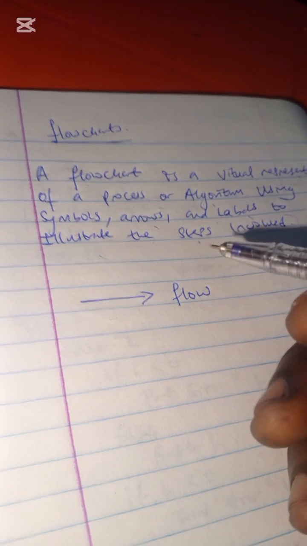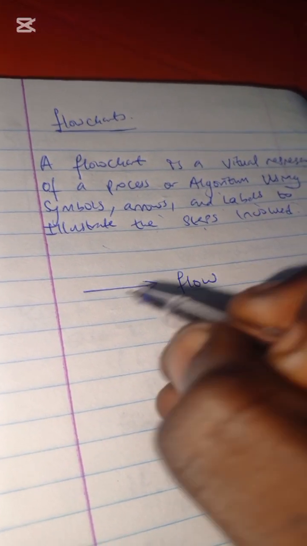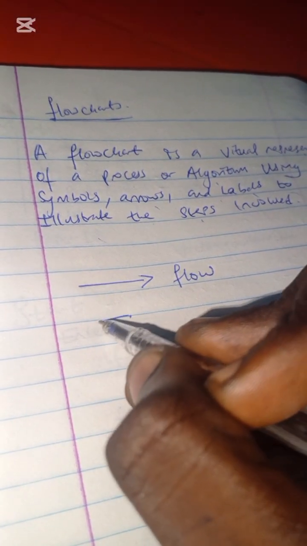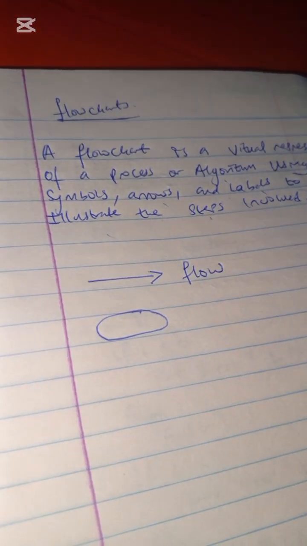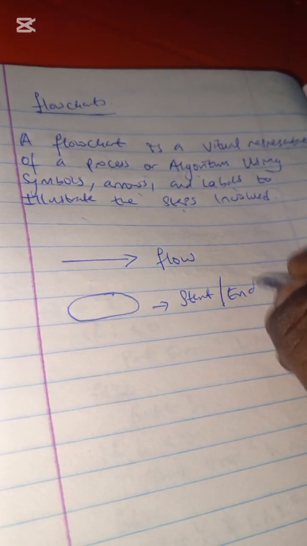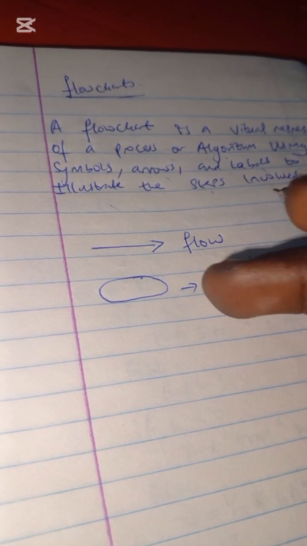So now, what are the symbols we use in a flowchart? A straight arrow is used to represent flow. We also use some particular shapes, and they have their specific functions. The first one is called the terminal shape. This is the oval, and it is used to start or to end the program.